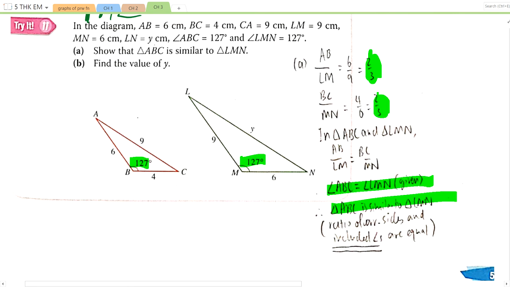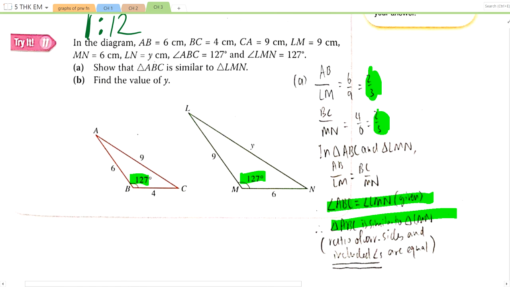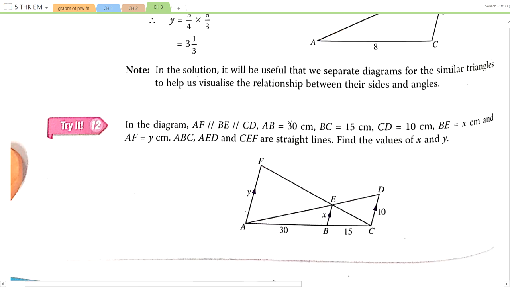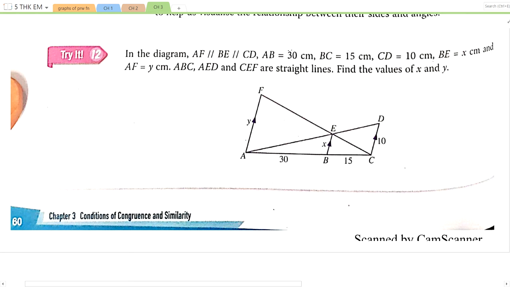And finding the value of y, I'm sure you don't have a problem with that, using our scale factor. Any questions? No, okay, then we go to something more challenging already. Go straight to try 12. I give you 10 minutes for this. We will stop at 123.